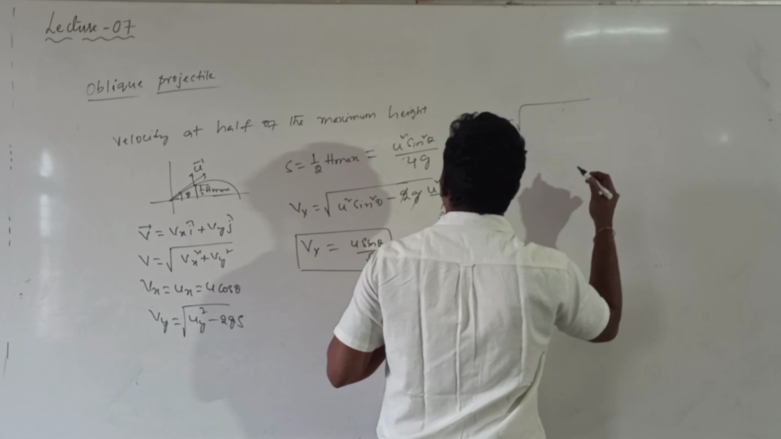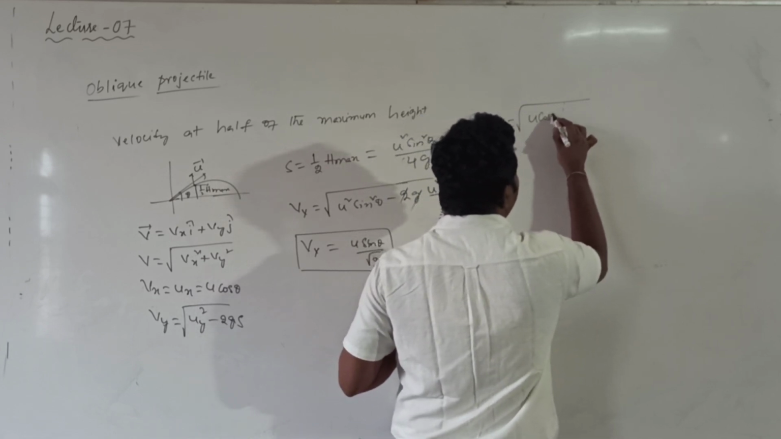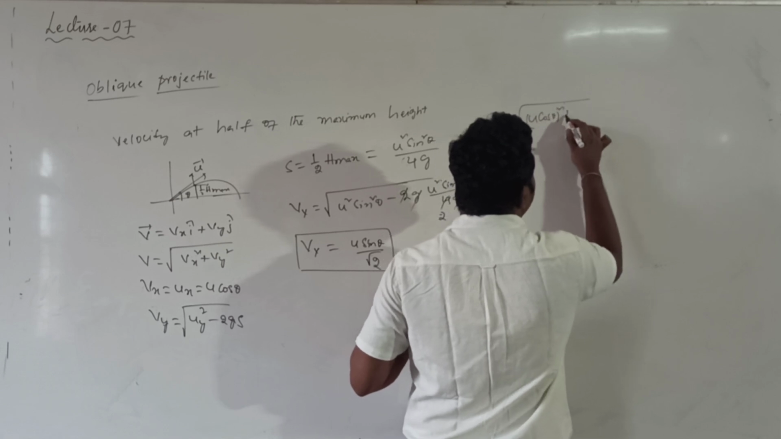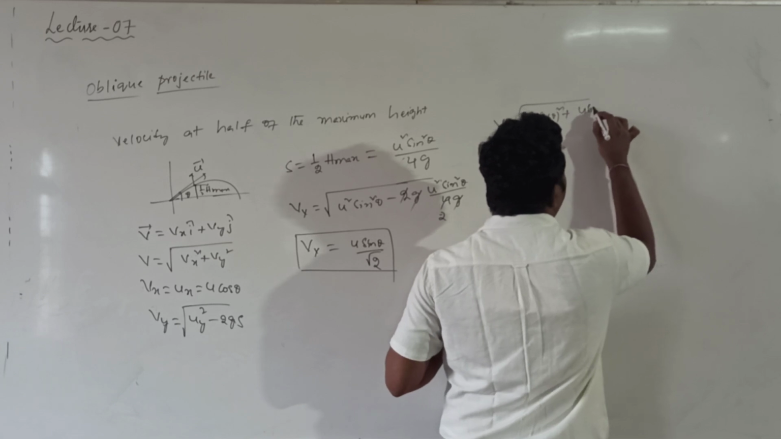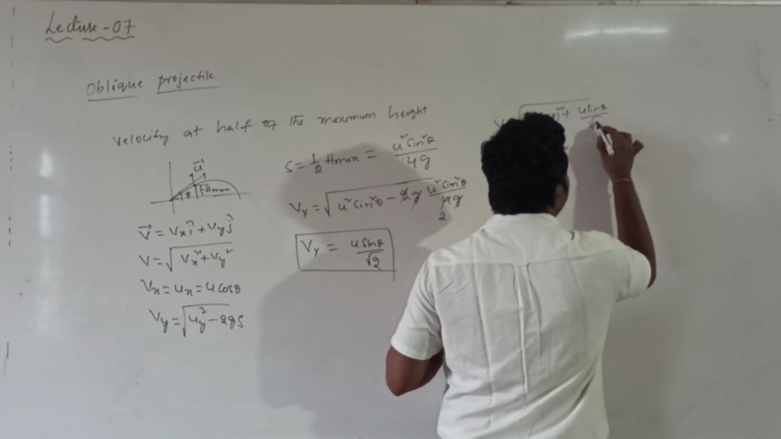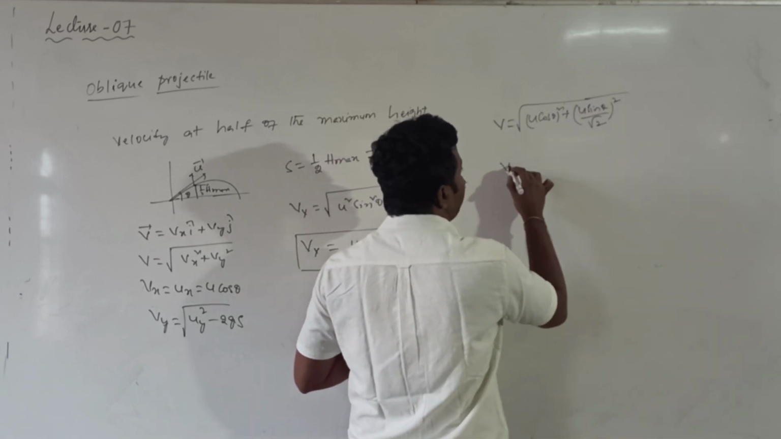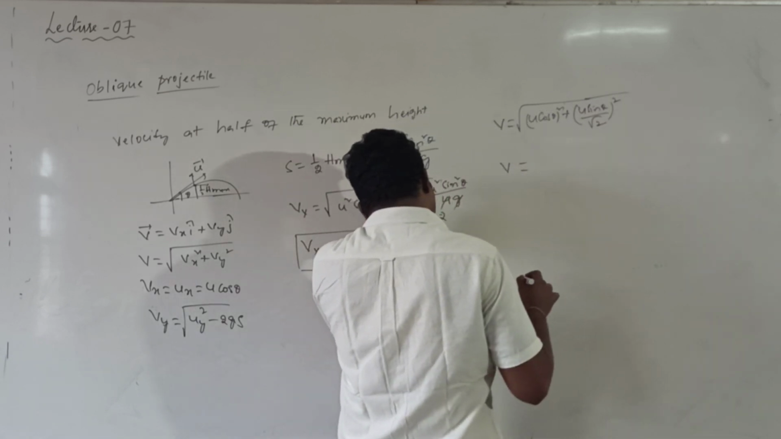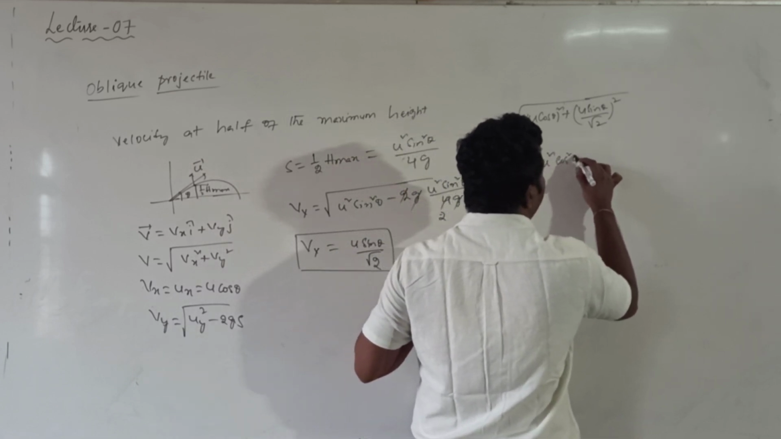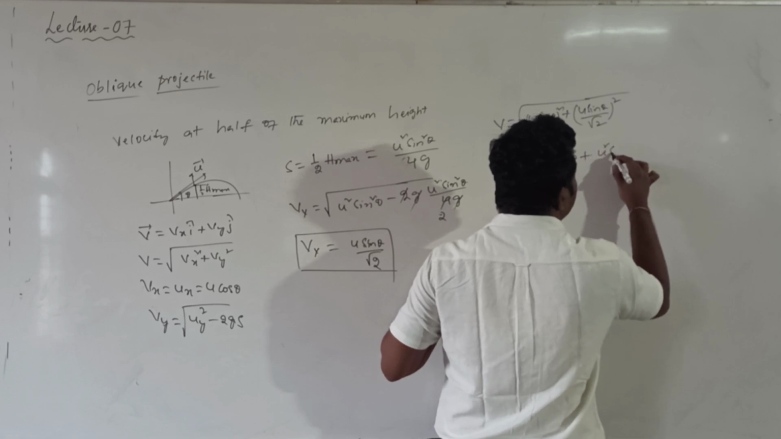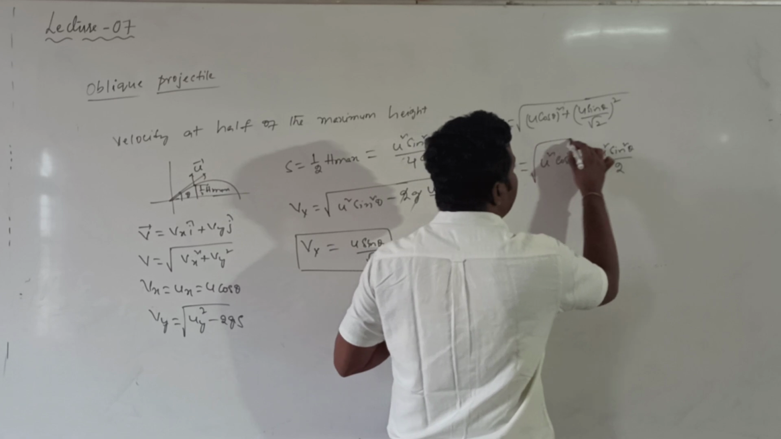V value is given by the root over Vx square plus Vy square. So Vx square is U cos theta whole square, plus Vy square is U sin theta by root 2 whole square. Can I write that? Then simplify this. So here V is equal to the square root of U square cos square theta plus U square sin square theta divided by root 2 whole square value 2. So that is under root.